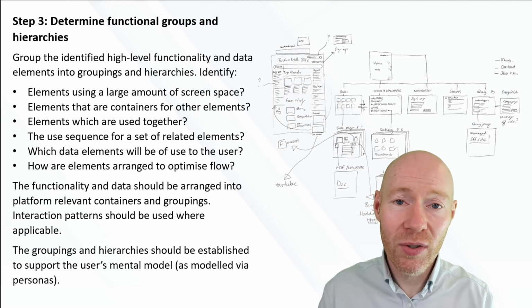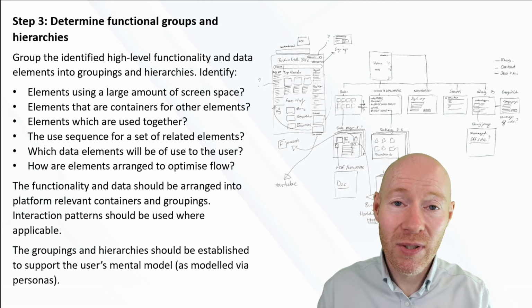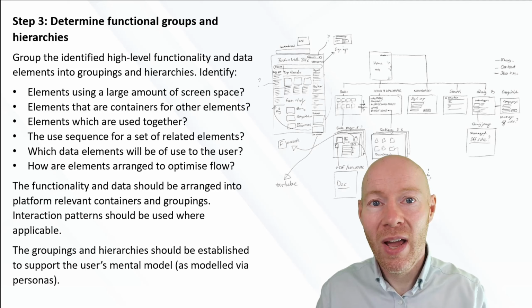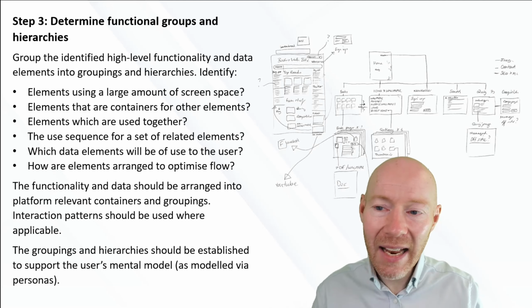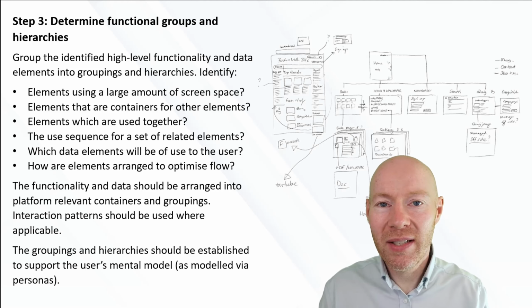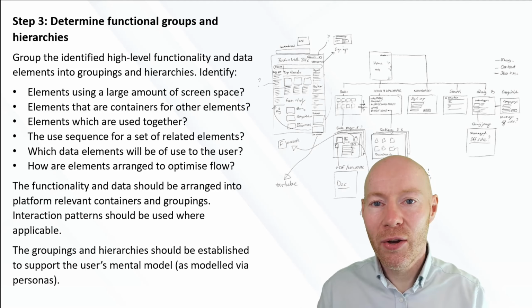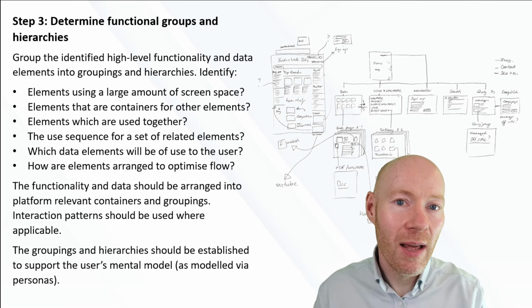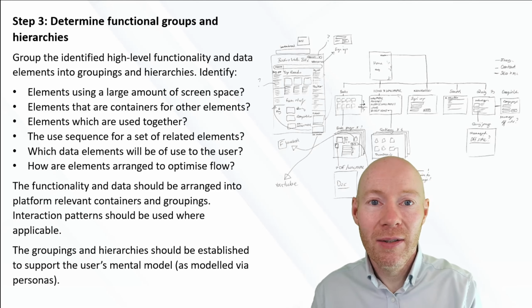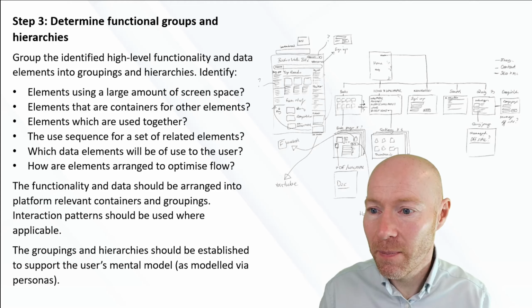So which elements are used together? Again, with the user being inclined to use together. What are the sequences that the user would follow through in terms of interacting or going from one step to the next? And so on. And through all of these, we want to think about, well, how do we optimize the flow? How are we going to present these in a way that is going to be optimal and logical for the user to follow through in terms of the particular task or activity that they're looking at?